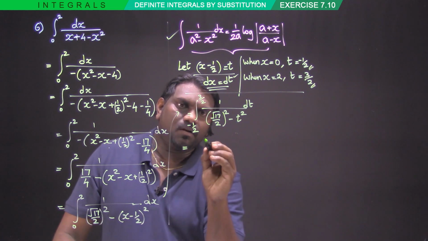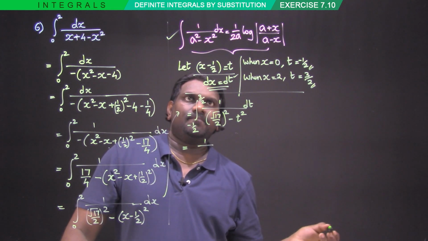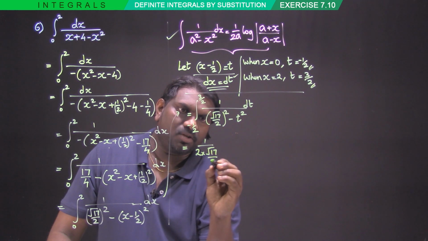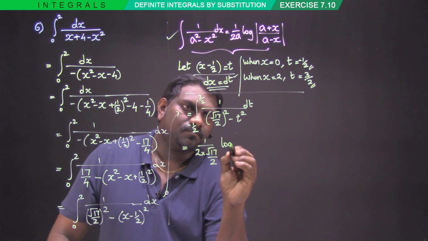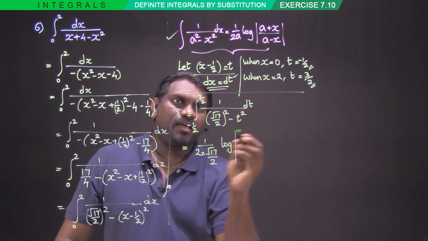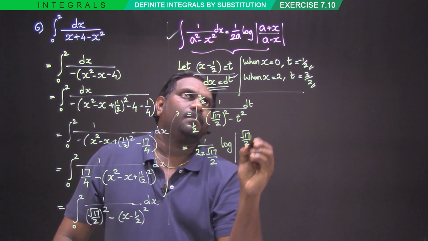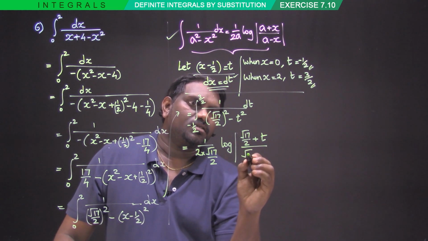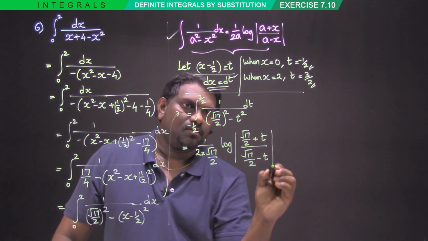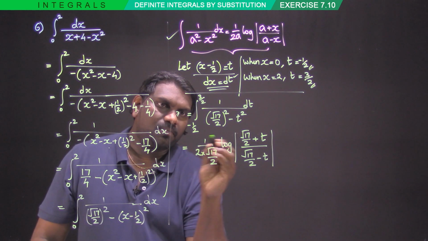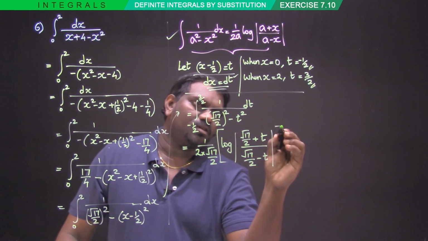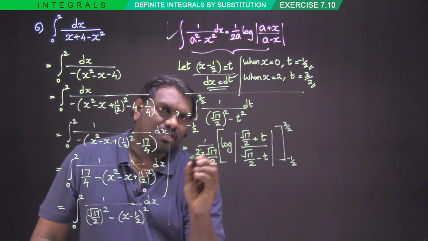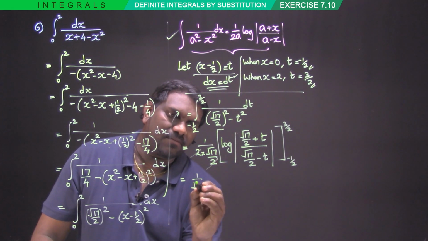So when I integrate, what am I going to get? 1 by 2 into a, which is root 17 by 2. Then you have log modulus of a, again root 17 by 2, plus x, which is t here, by the same thing, root 17 by 2 minus t. You have integrated it here, so you need to apply the limits. This is a constant, so I can just put the limits over here, minus 1 by 2 and 3 by 2. So this and this could be cancelled. What you get here is 1 by root 17.